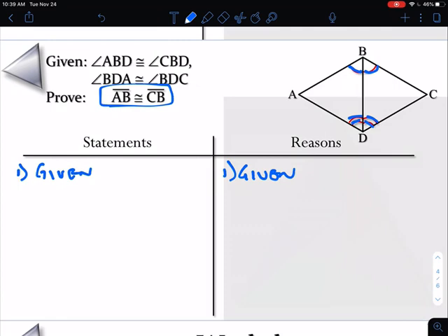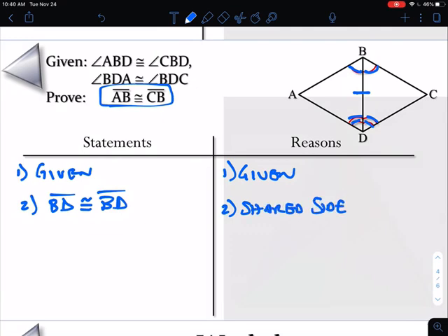Now if we're going to try to prove that these 2 parts are congruent, we need the triangles to be congruent. So my next step is find something else in the picture. So 2 angles were given. I notice that we have a shared side. So I mark that and write my statement. Line BD is congruent to line BD because it's a shared side. And then once I have that shared side marked, I have 2 angles and a side.